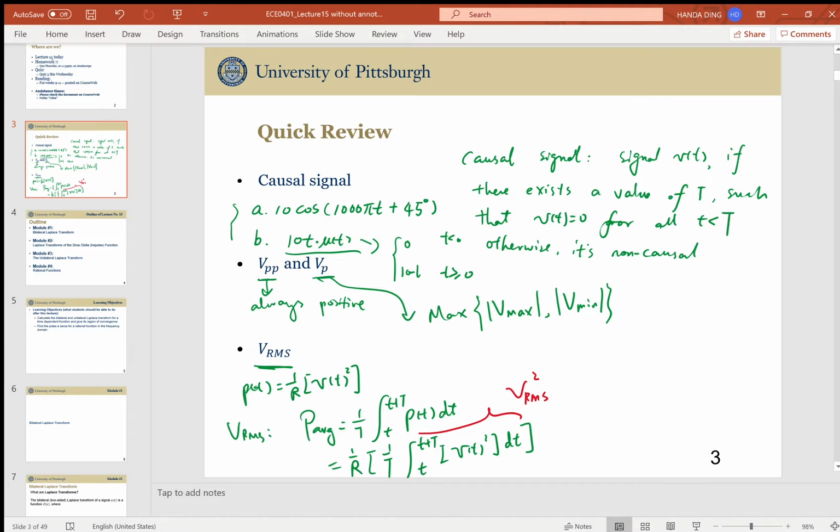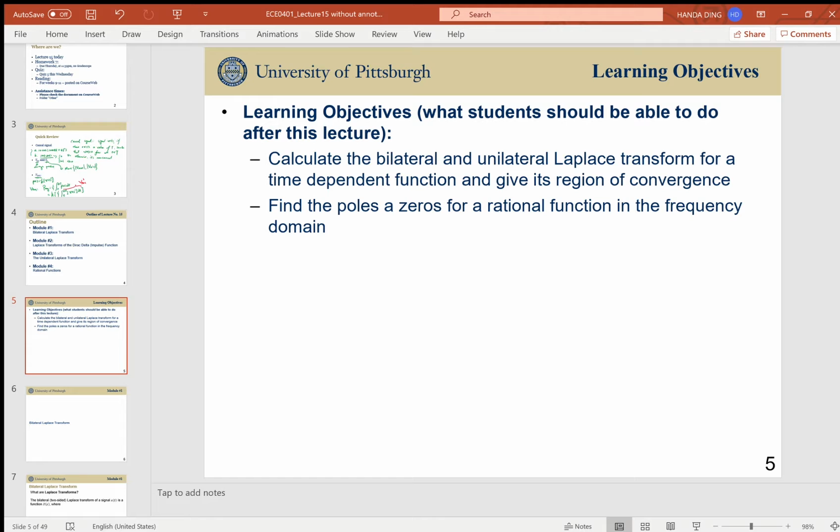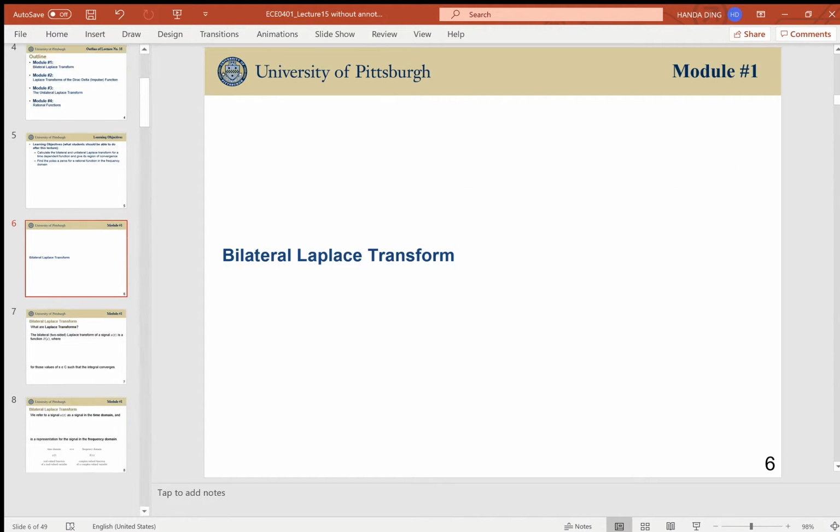All right, so the next one will be our topic. We're going to cover 4 modules today, from bilateral to unilateral, and between that we'll have the Laplace transform for the delta function, and the last part will be the rational functions. That's what leads us to find the poles and the zeros of the system. Okay, so let's begin the first chapter. So that's the learning objective. You have it in your lecture.